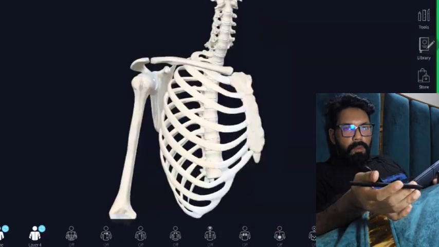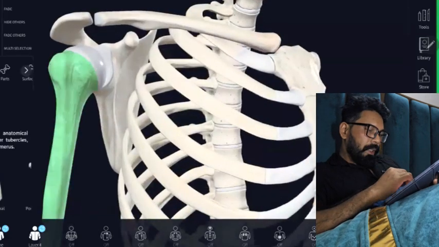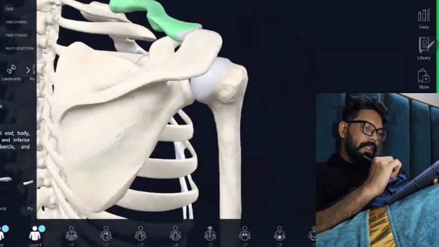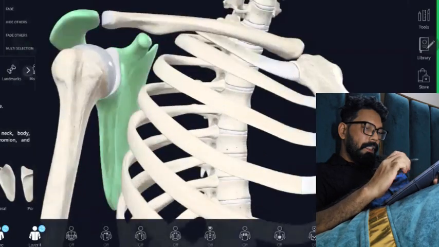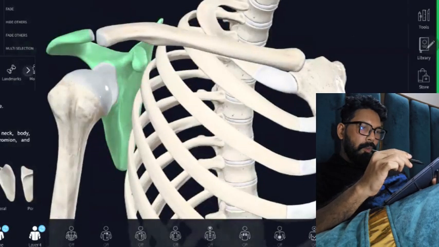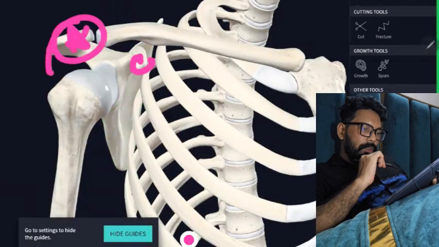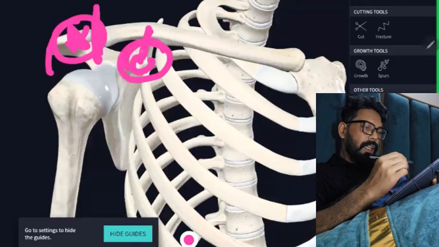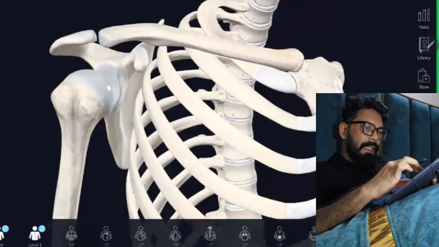So you all know that this is our humerus. Very simple. This is our clavicle, and this is our scapula. See, this is our coracoid process, the smaller one. You all know this. And this is our acromion. So this is the acromioclavicular joint, and this is coracoclavicular. Here we have the coracoclavicular ligament. We don't need it right now.